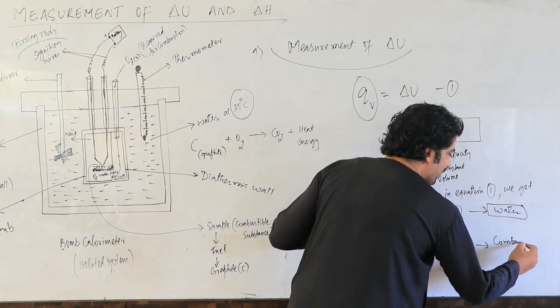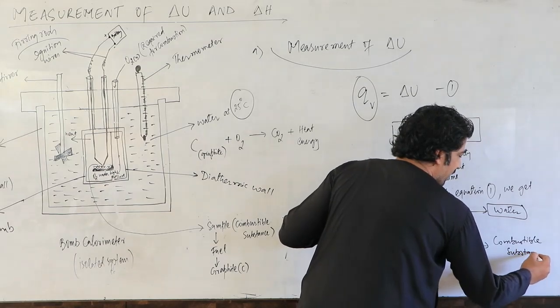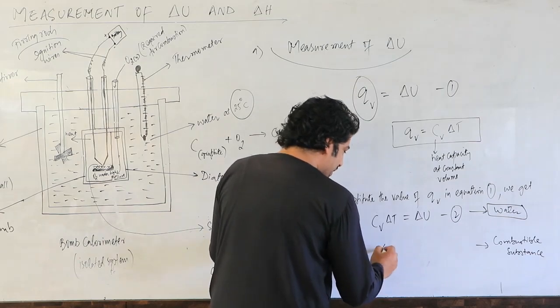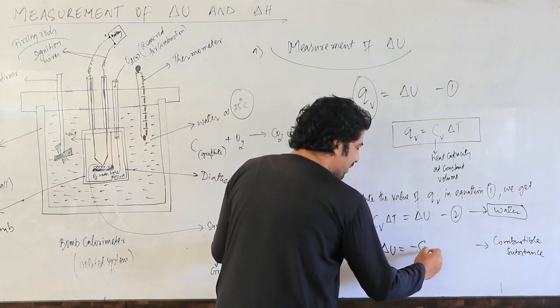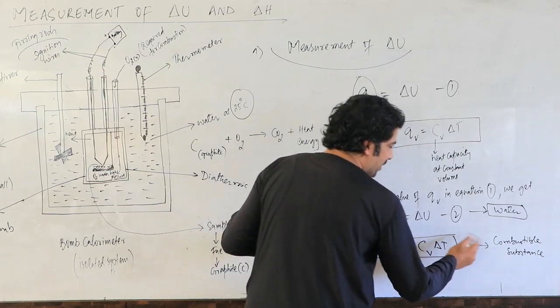So when graphite is losing the heat, what will be the expression for the graphite or for a combustible substance, my dear friends? What will this expression be all about? It will be delta U is equal to minus Cv delta T. So this expression will be for the combustible substance.